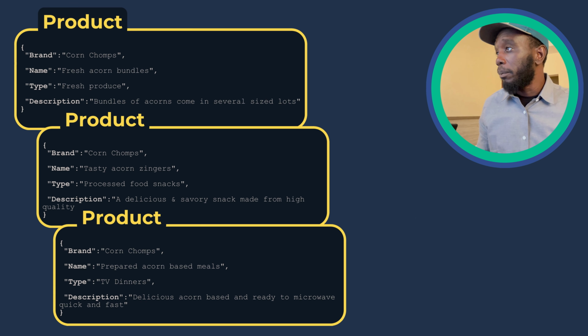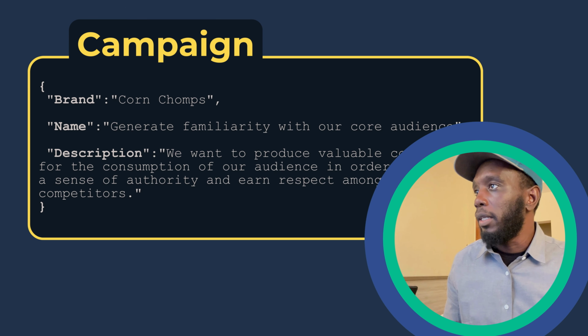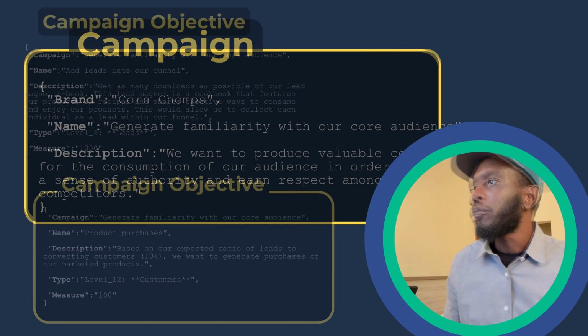Products, we made 3 of them. You see there, fresh acorn bundles is the first one, tasty acorn zingers, and then prepared acorn-based meals is the third one. Nice. Campaigns, right? This is our main campaign, generate familiarity with our core audience. We want to produce valuable content for the consumption of our audience, and so on.